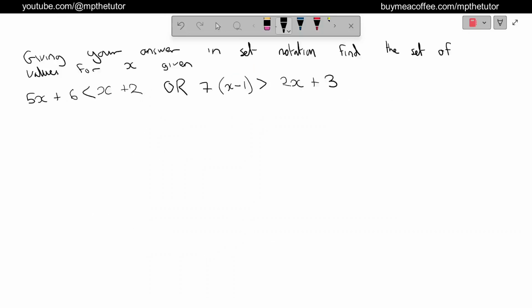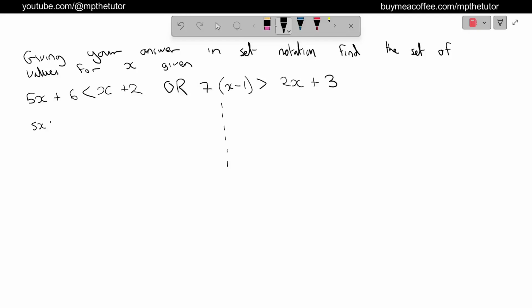So let's look at this next question, where we have: giving your answer in set notation, find the set of values for x given 5x plus 6 is less than x plus 2, or 7 brackets x minus 1 is greater than 2x plus 3. So what we have to do first of all is we are actually going to work these out separately. So we have these two separate inequalities.